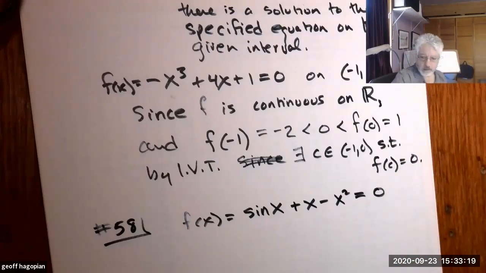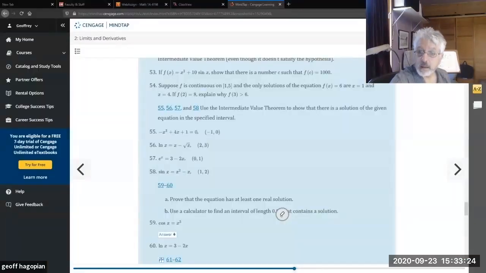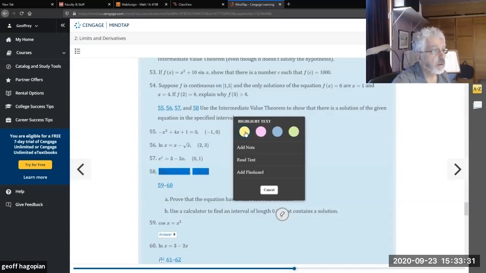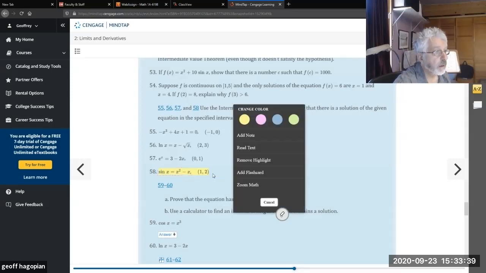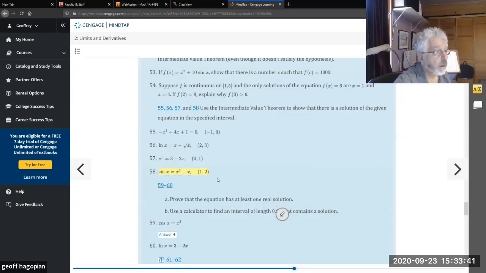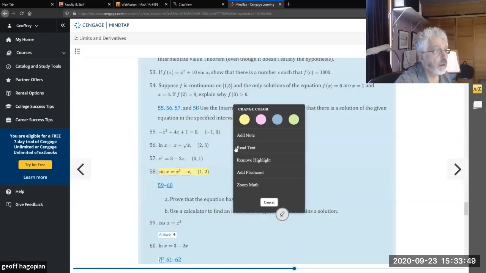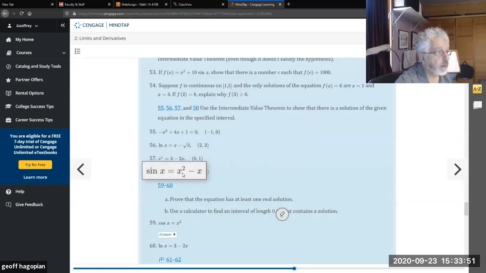So let's go back to the problem. This is, I think, the problem we're looking at. Can I click on it, make it bigger? Okay, I guess not. Remove highlight. Okay, there. So this is the equation they want us to solve.